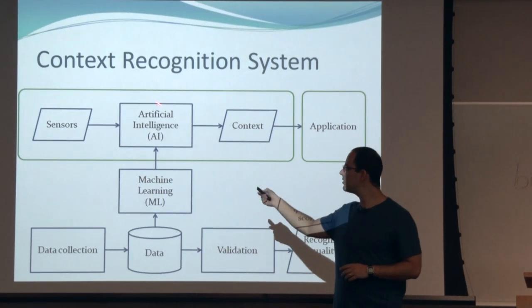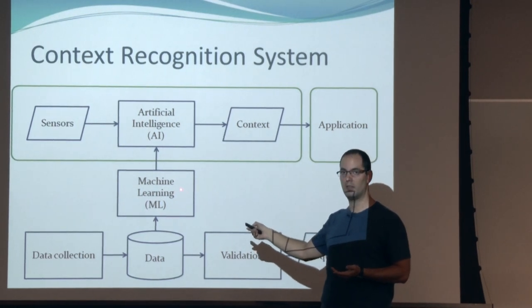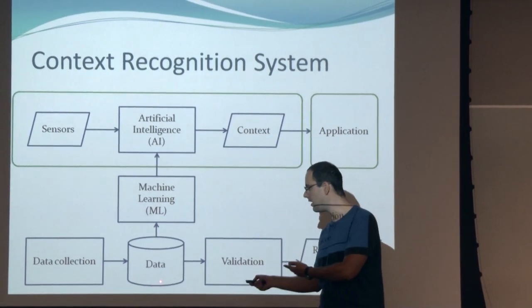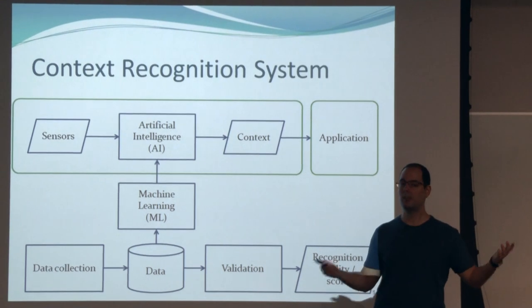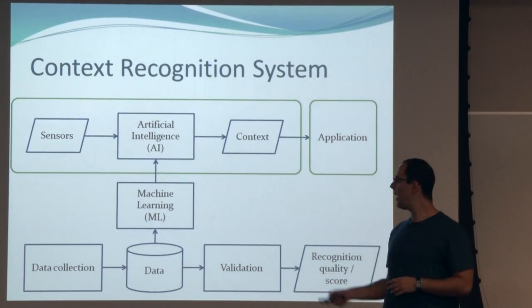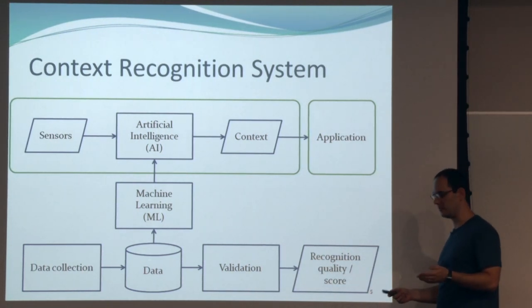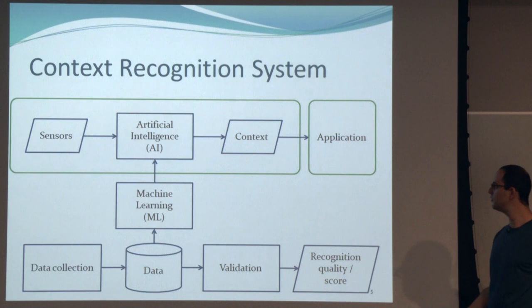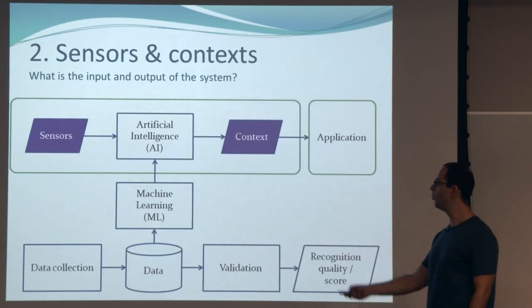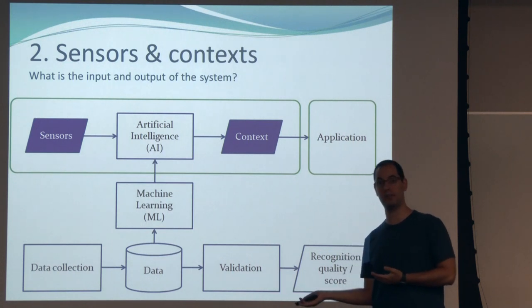The artificial intelligence component has to be trained using machine learning methods. And in order to do that, you need data. And data, you need to collect it. So there's an important aspect of how to collect the data. And you use the data also to validate the performance of your system. So we'll go over all these different components. Let's start with the sensors used and the context, the input and the output of the system.